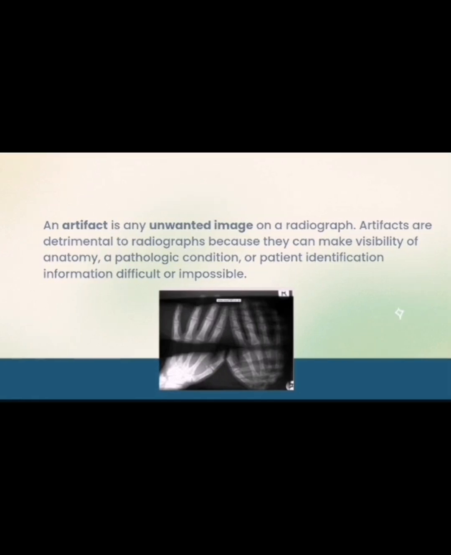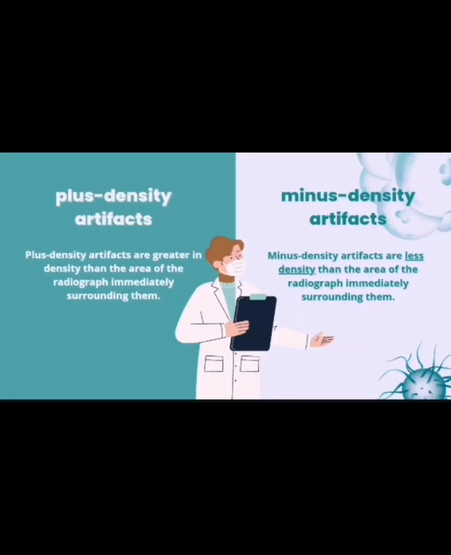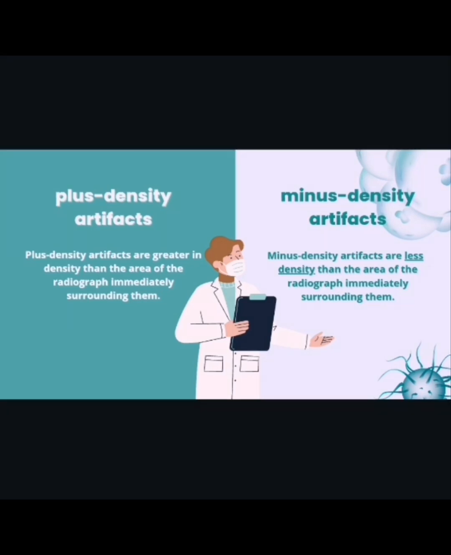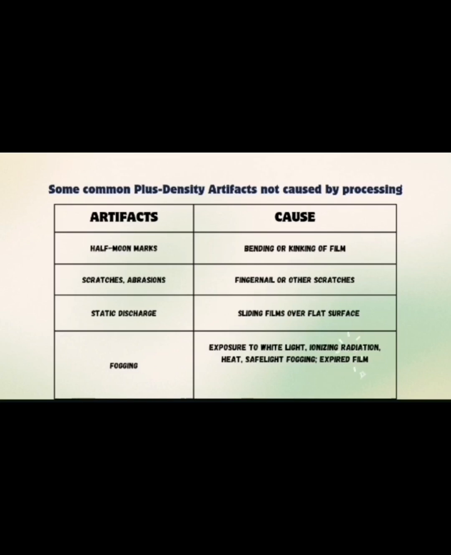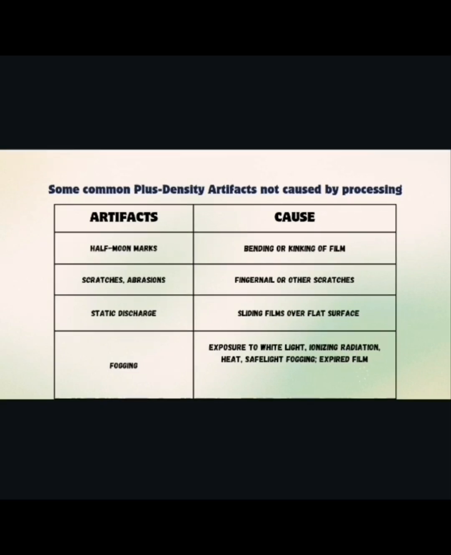Artifacts can be classified as plus density and minus density. Plus density artifacts are greater in density than the area of the radiograph immediately surrounding them, and minus density artifacts are less dense than the area of the radiograph immediately surrounding them. Some common plus density artifacts not caused by processing.